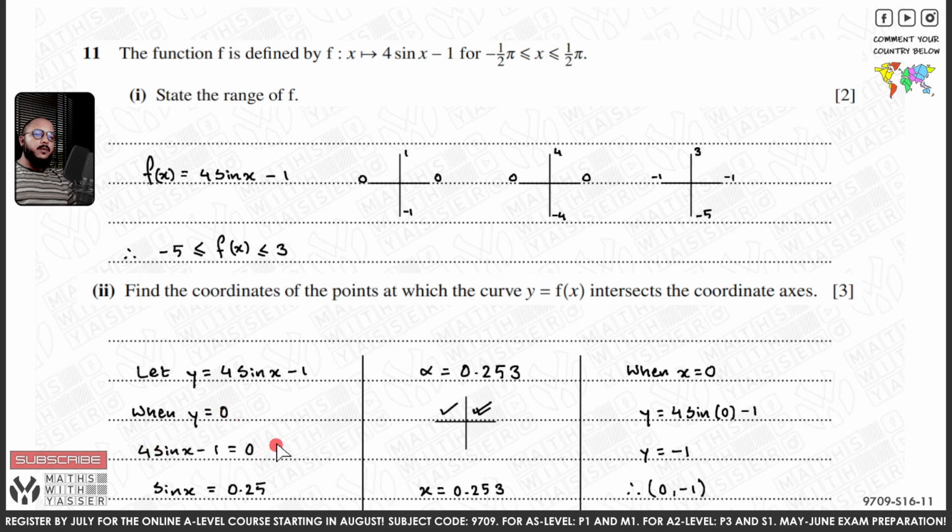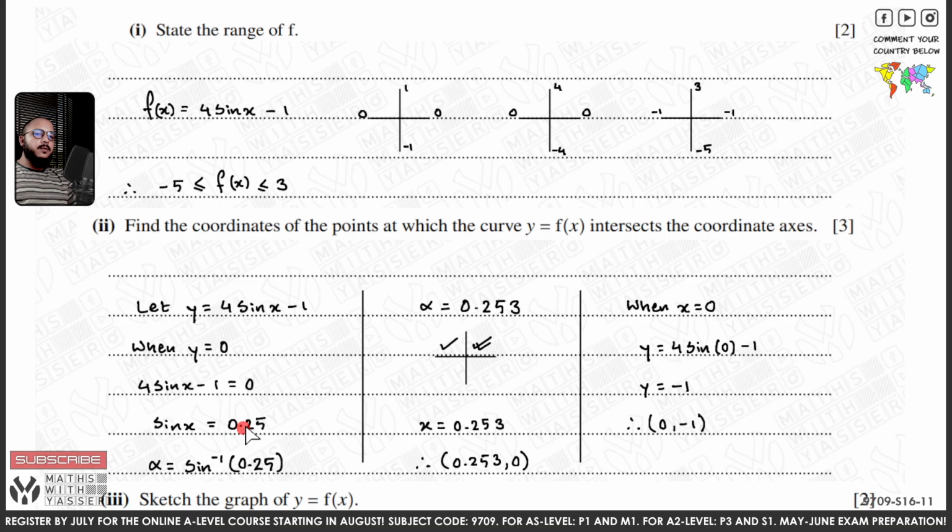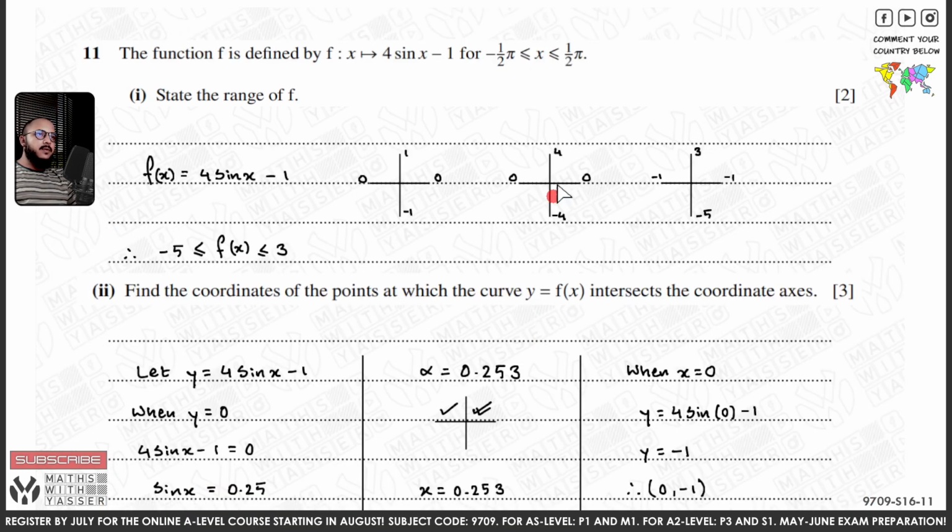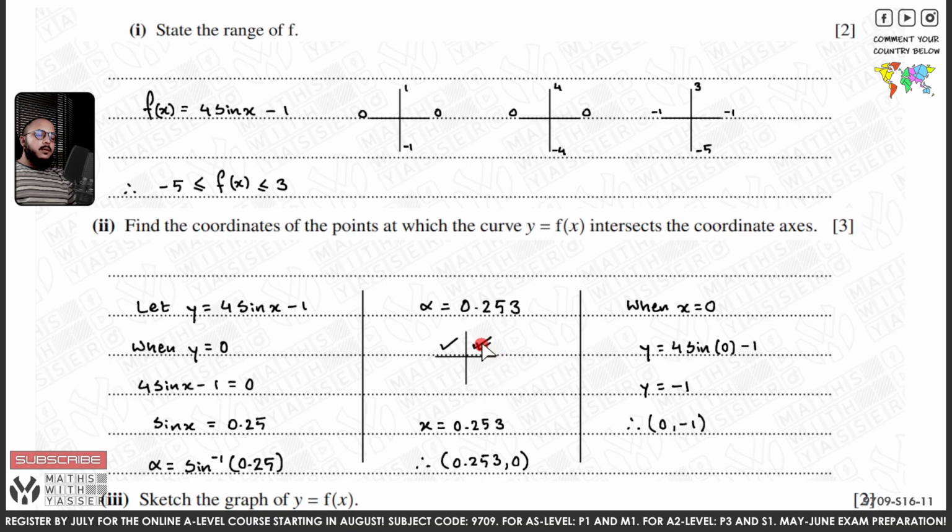So 4 sin x minus 1 equals 0. Simplifying this, I get sin x equals 0.25. And therefore, the basic angle will be sin inverse of 0.25, which gives us 0.253. We have to make sure that our calculator is in radians, because x lies between -π/2 and +π/2, and this is in radians. Now we know that sine is positive in the first and second quadrant. But since our limit is within -π/2 and π/2, we can only take the first quadrant. So the basic angle is the actual angle, which is 0.253.